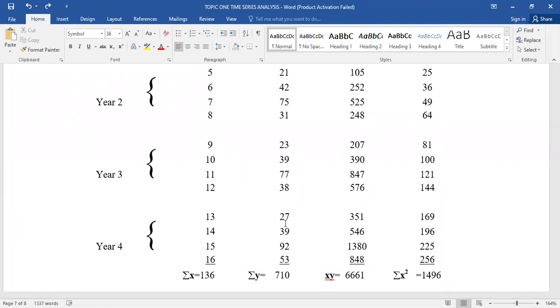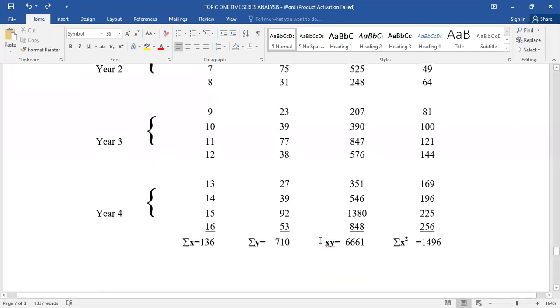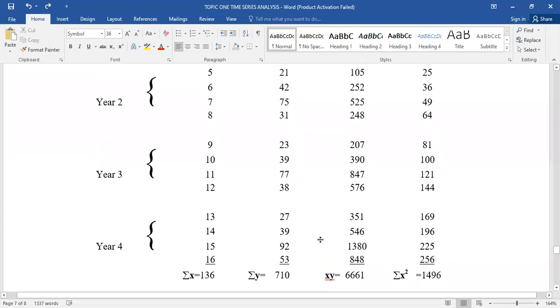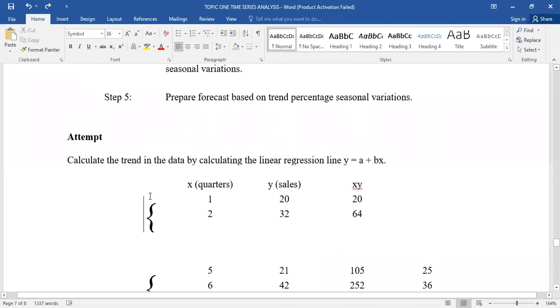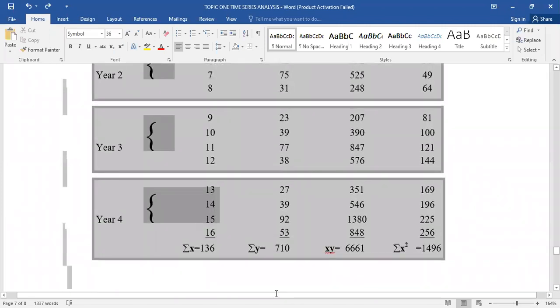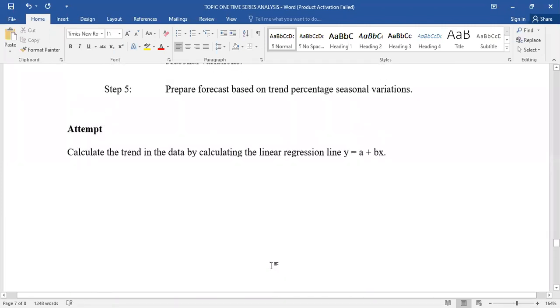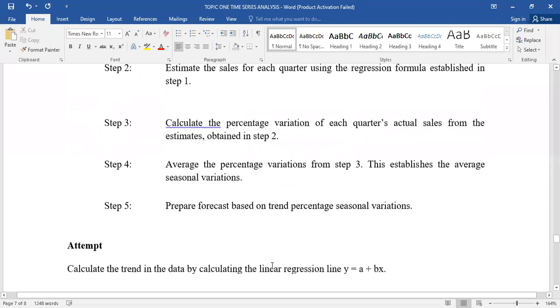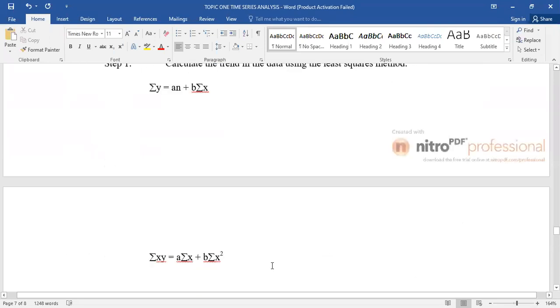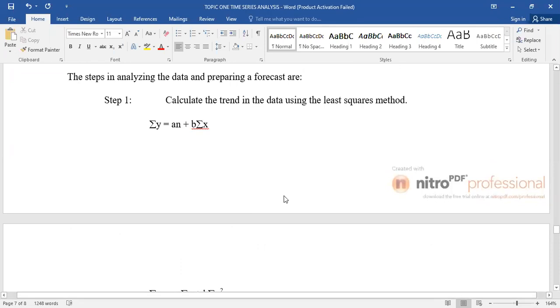So with this data, you can now be able to use the least squares method, isn't it? Can you copy these totals? Or why should we copy the totals? We are supposed to calculate, isn't it? Can you calculate the totals and apply or adopt the formula? I've shared the formula for least squares method here.